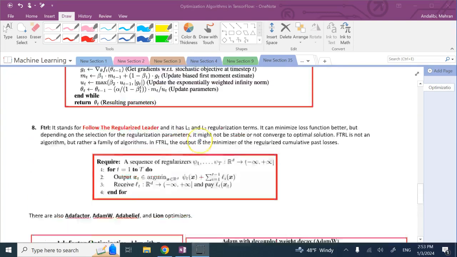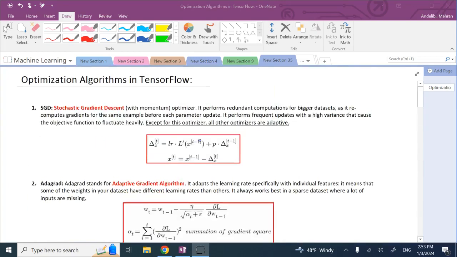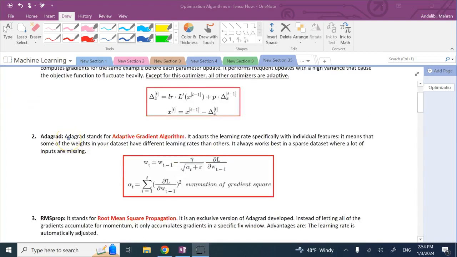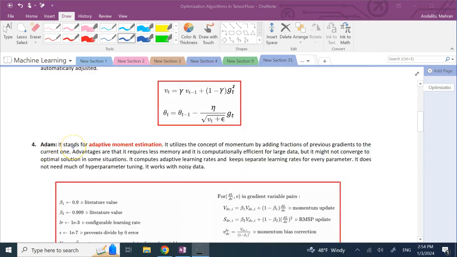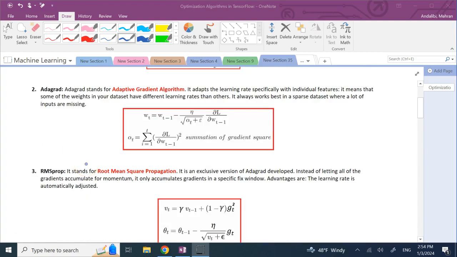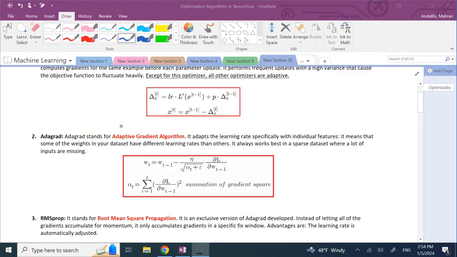Now I'm not going to discuss all 12, because each one of them can easily take a video or two just to go through all the details. What I'll focus on in this video is the stochastic gradient, and then probably RMSProp and Adam. These three are used a lot, especially Adam and SGD.